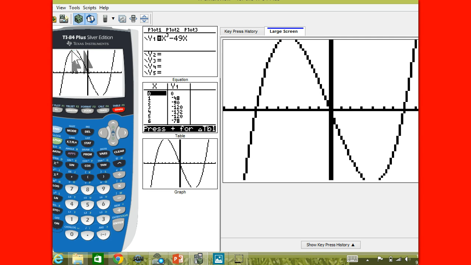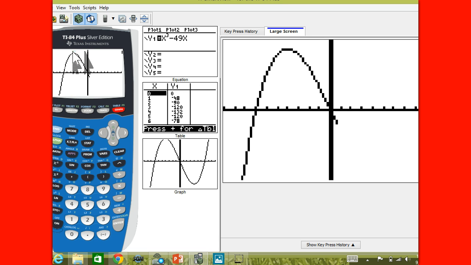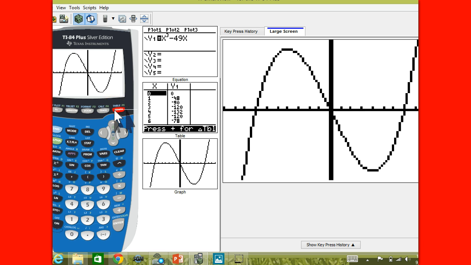So 125 almost got me there. If I go back to 150, then I should have it. So again, there's not a definitive right and wrong answer here. I may have chosen 150, you may have chosen 175 or 200 or something like that. We just want to be sure that we're getting a clear and accurate representation of our graph without extremely elevated values that aren't necessary.